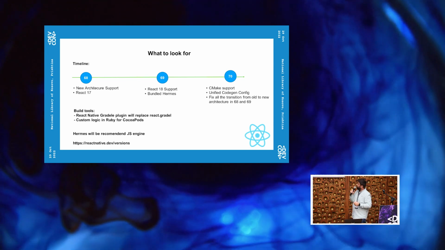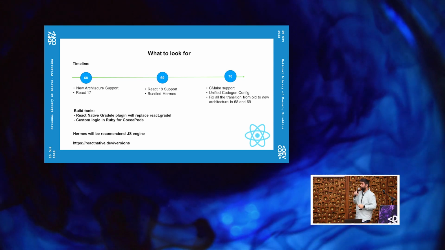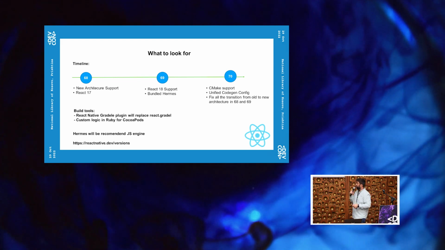Hermes is a very key point to the entire new architecture stuff used on previous projects, etc.